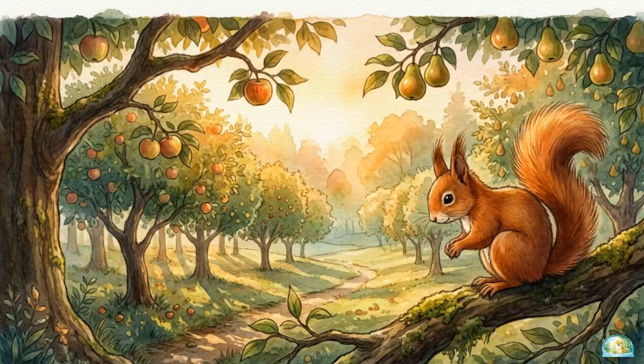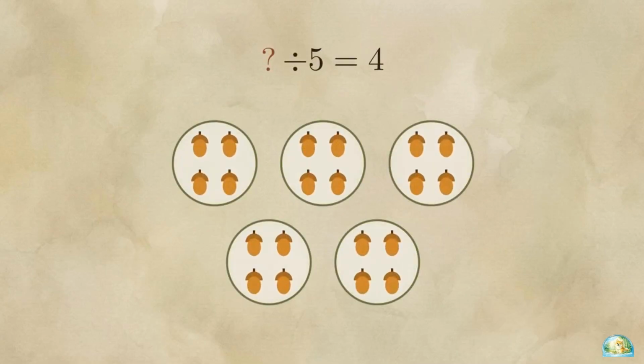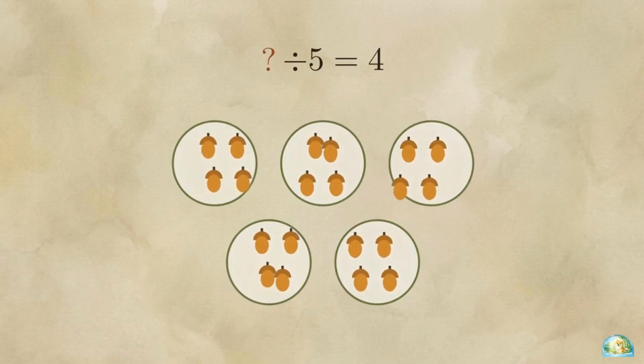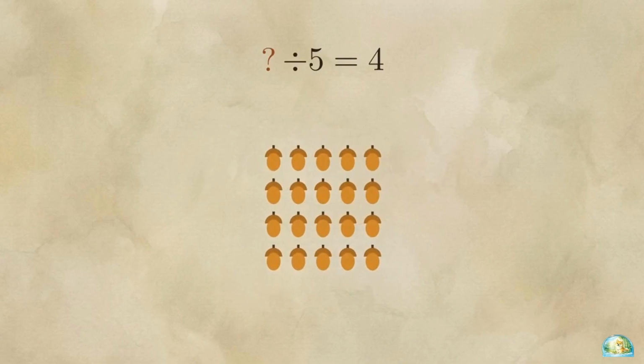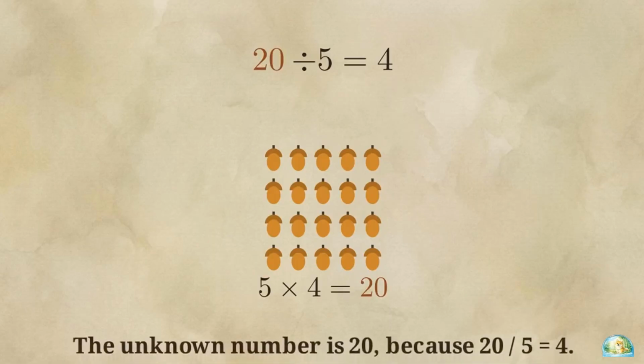At the story's climax, the starting total is unknown. However, we can see it has been split into 5 equal shares of 4 acorns each. To find the unknown total, we physically combine these 5 equal shares. 5 times 4 is 20, which confirms that 20 divided by 5 equals 4. The unknown number is 20, because 20 divided by 5 equals 4.